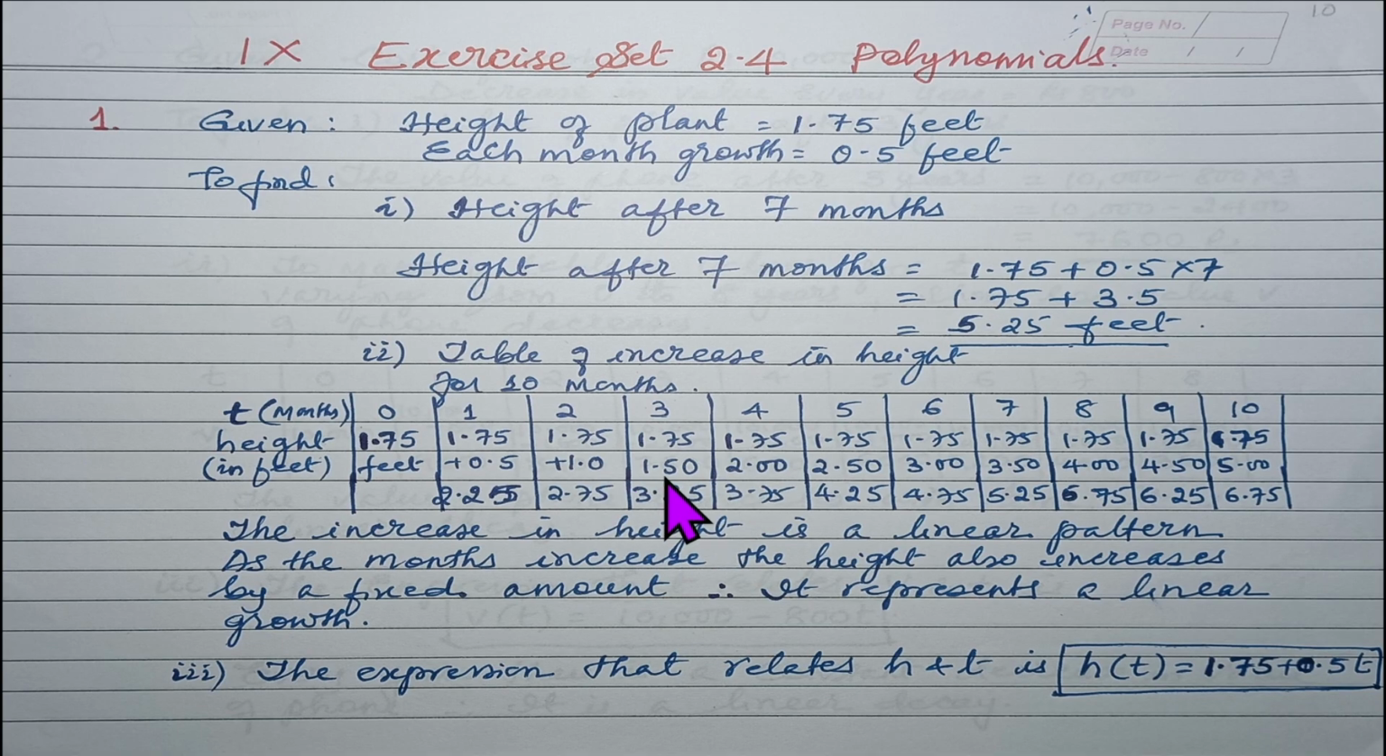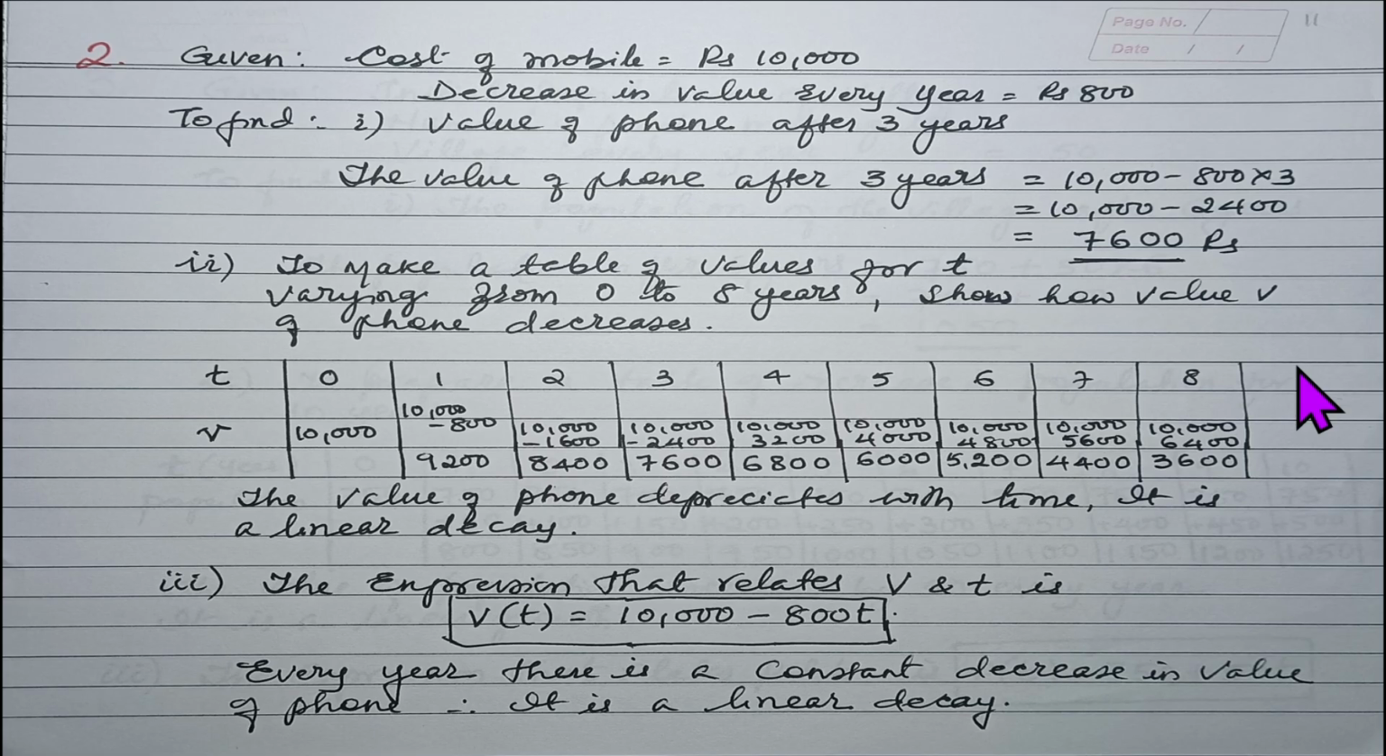You find that the 0.5 feet increases linearly here. There is a linear growth in height, and also in the total height there is a linear growth. So the increase in height is a linear pattern, and as the month increases the height also increases by a fixed amount, therefore it represents a linear growth. And the expression that relates the height and the time, that is the period, is h of t is equal to 1.75 plus 0.5t. So please remember that.